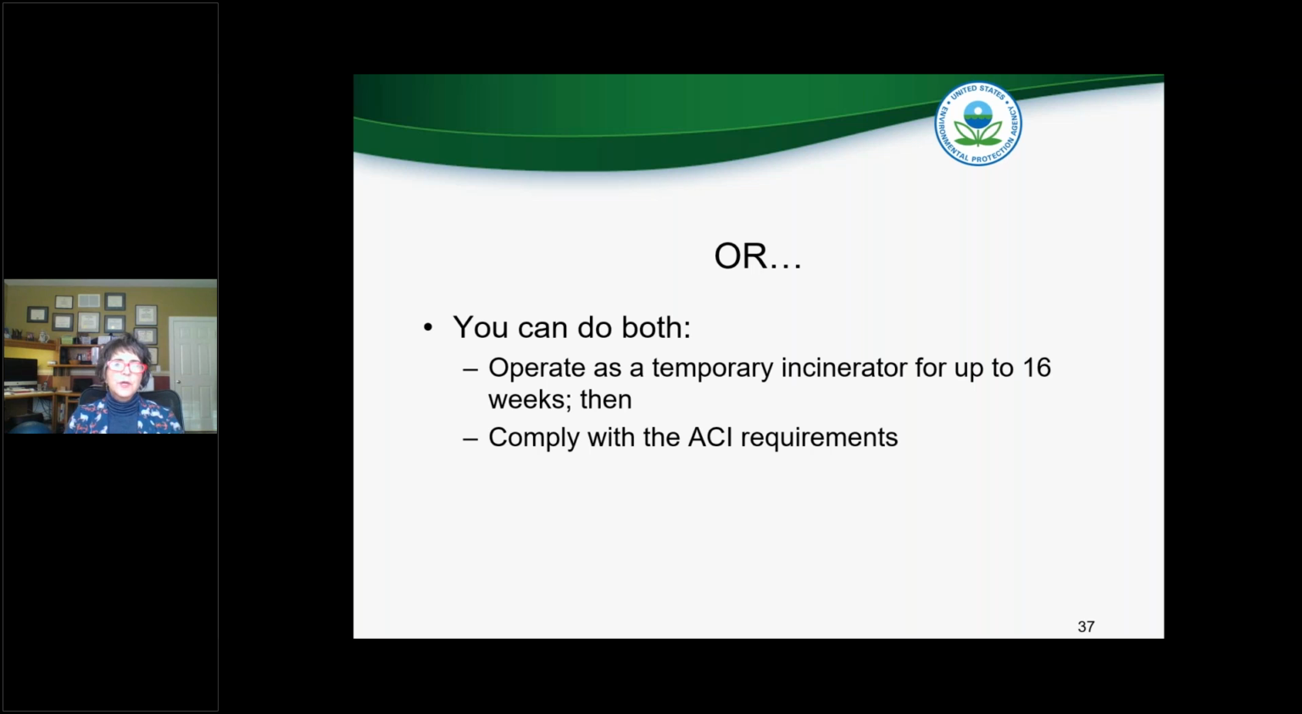Or you might do both. You might say, you know what, I'm gonna take my chances. I'm gonna operate my temporary incinerator. I know I've got up to 16 weeks. Hopefully I'll get everything done. If I don't, then I'm going to go ahead and move into compliance with the OSWE rule. So with ACI, you do have a little bit of flexibility there in how you might want to comply. All right, you can go on to the next slide.